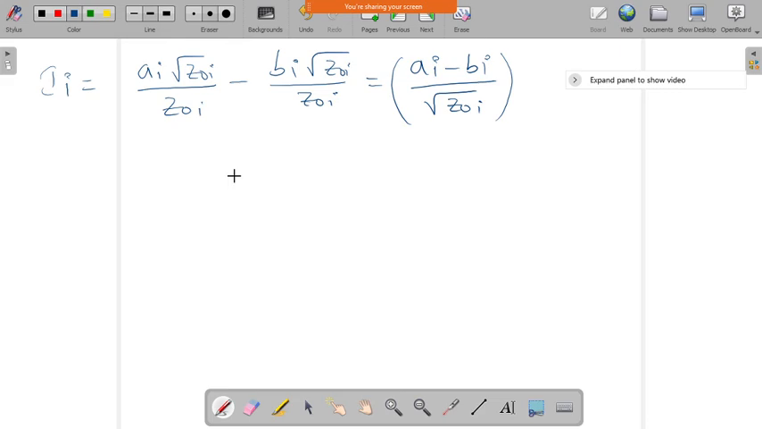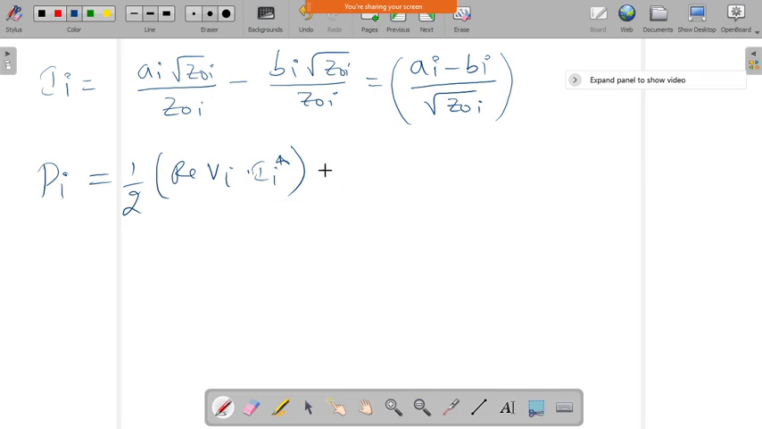Now let's see the actual power delivered to a particular port. Pi is half into the real part of Pi into Ii complex conjugate. This is the real power delivered to any ith port.